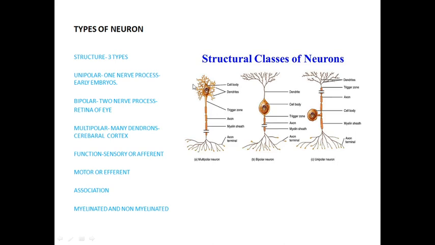And multipolar neurons: from the cyton, many branches arise. So it is called a multipolar neuron. It occurs in the cerebral cortex of the brain.